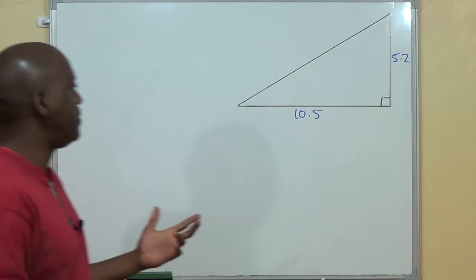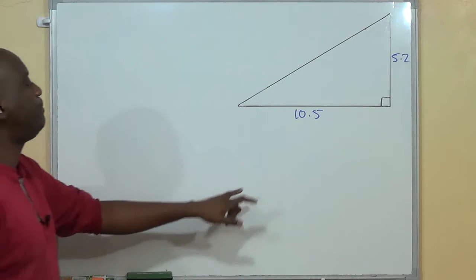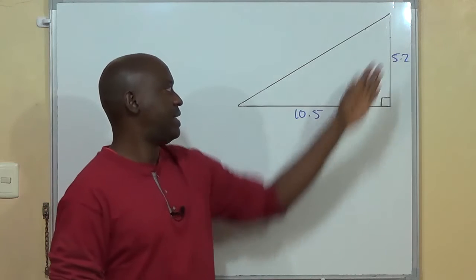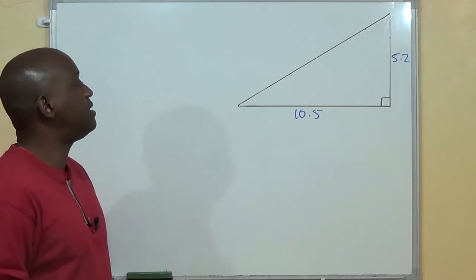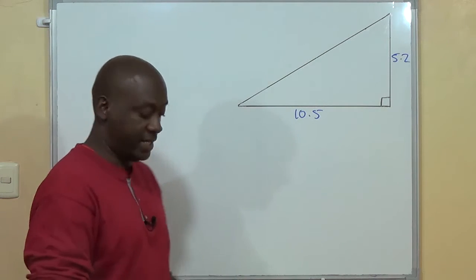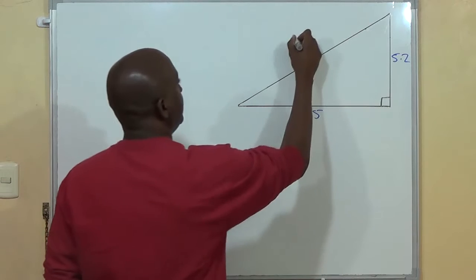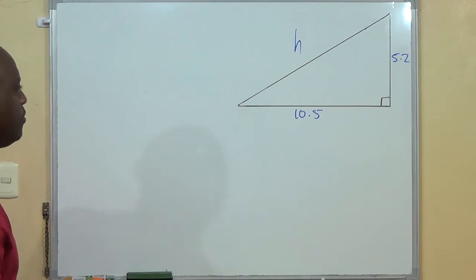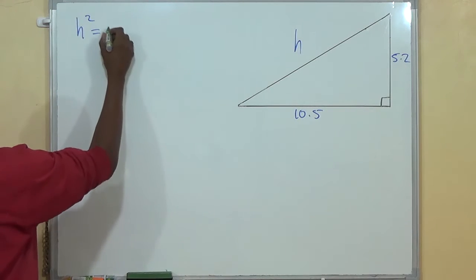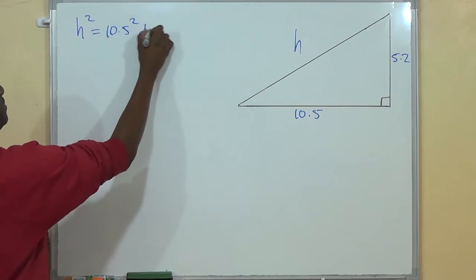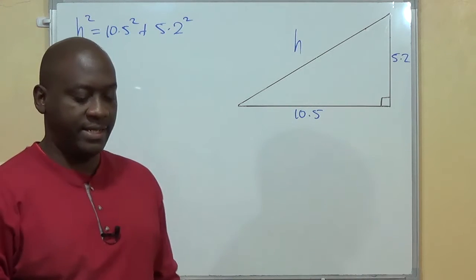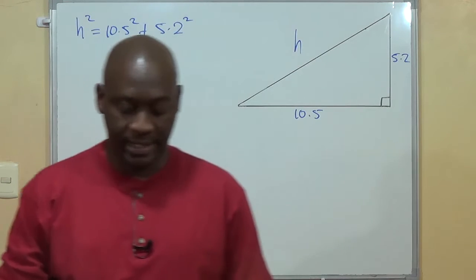So we have a right angle triangle here. The length of one side is 10.5 and the length of the other side is 5.2. In this case, the length we're looking for is the hypotenuse h. So we start off by labeling the hypotenuse. And of course we know the formula. The formula is that h squared is equal to 10.5 squared plus 5.2 squared. And yes, in a case like this, we definitely need the calculator.